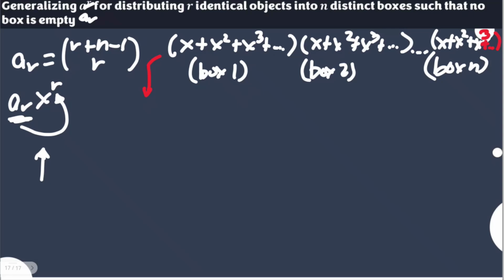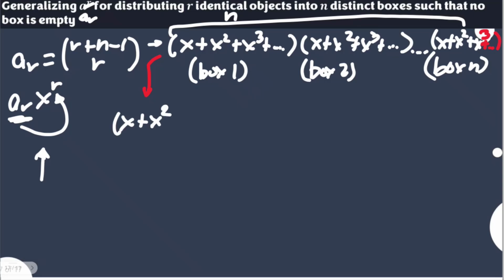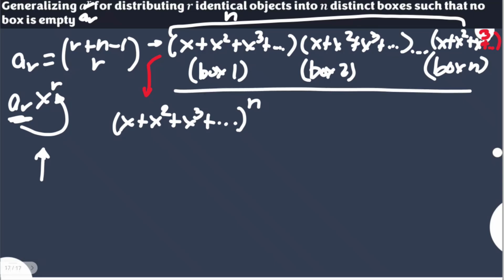But before we can look into that, let's try to combine all of them. We will have n numbers of the product of this, or we are going to multiply the same expression n times. That's actually a call for exponentiation, and it will be forming like this: x plus x squared plus x cubed plus dot dot dot, raised to the power of n. This is the shorter, condensed way of writing the product of the generating functions representing the n boxes.